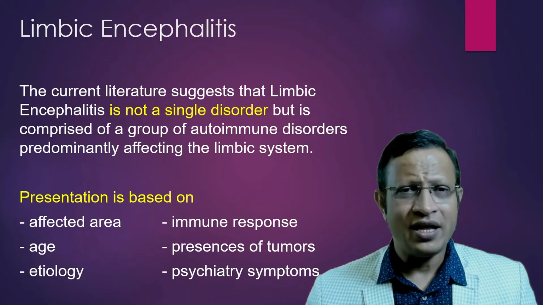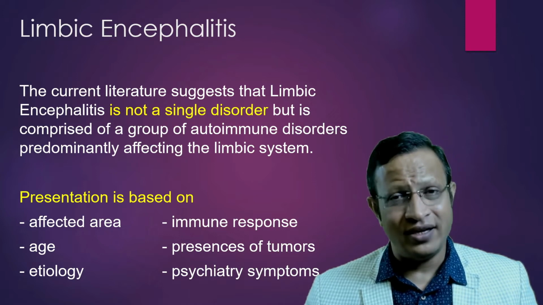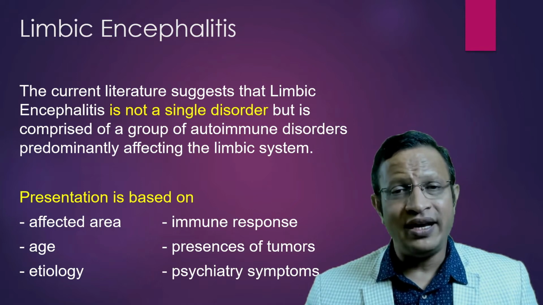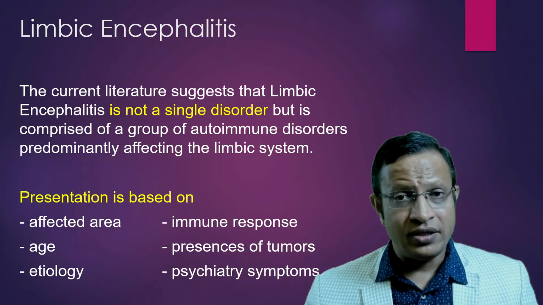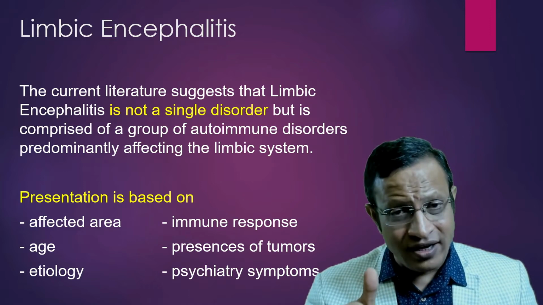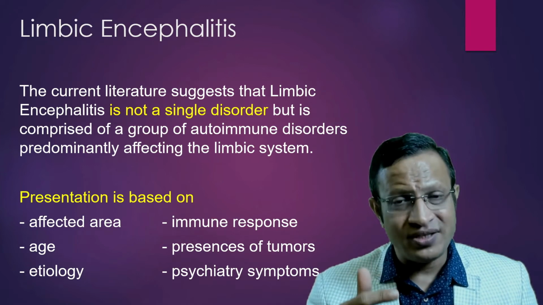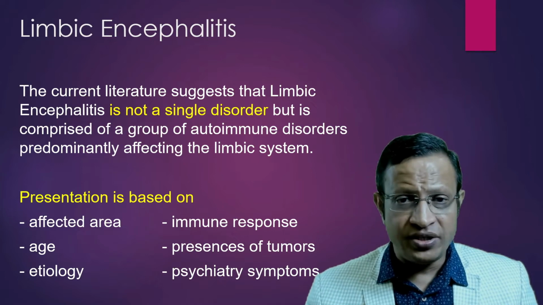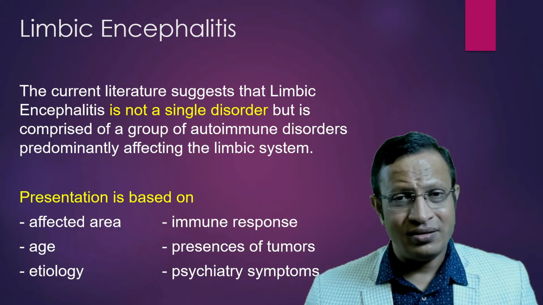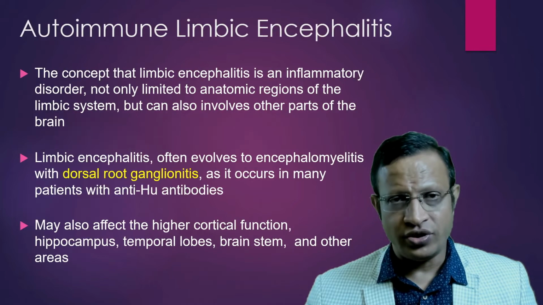Let's move further. The current literature suggests that limbic encephalitis is not a single disorder, but comprises a group of autoimmune disorders predominantly affecting the limbic system. But the presentation can vary from patient to patient based upon which areas of the brain are affected, what the immune response is, how the immune response is acting, what the age of the patient is, whether there is a tumor, what the etiology is, what the psychiatric symptoms are, and genetic vulnerability plays a crucial role.